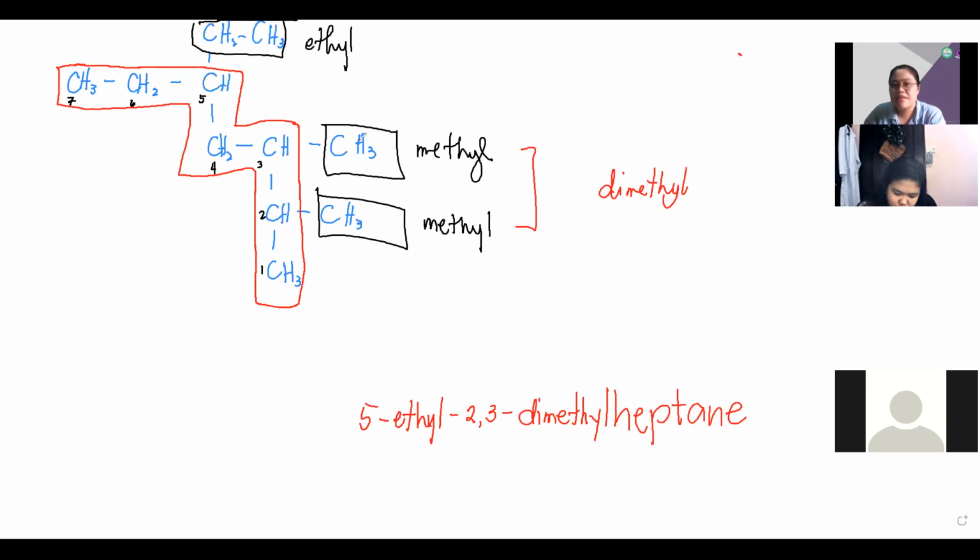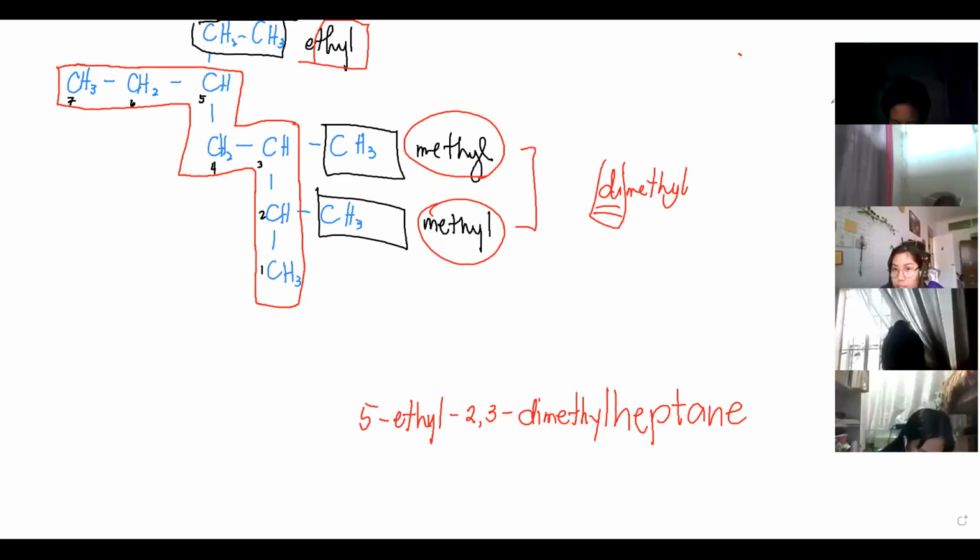Yeah, hindi magbe-base sa prefixes ang alphabetical order. Our alphabetical order will really follow the names of the substituent mismo. By the time na mag-a-add tayo ng ating prefix, hindi na natin siya i-consider in the alphabetical order. So, mauuna pa rin si ethyl before the dimethyl. So, again, hindi kasali ang prefixes ha, sa pag-consider sa pag-arrange in alphabetical order sa ating substituent. So I hope that is clear.